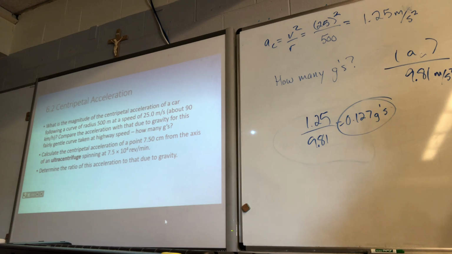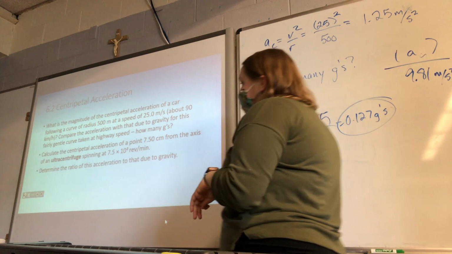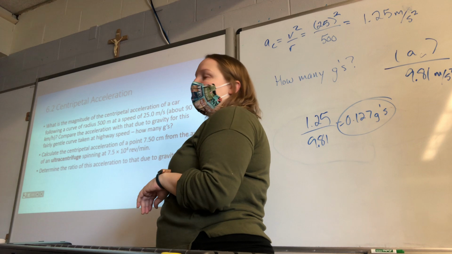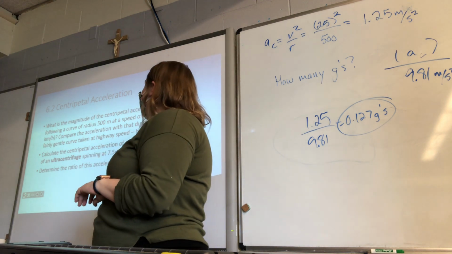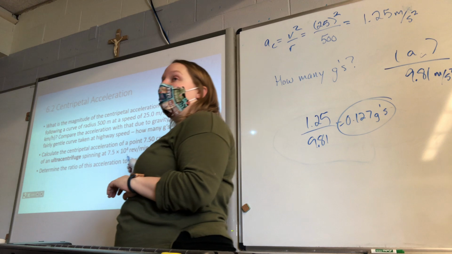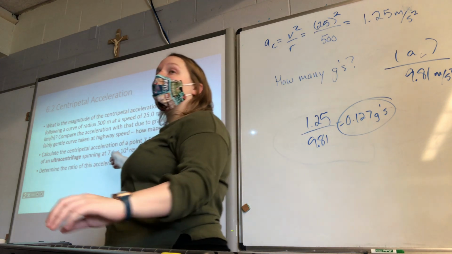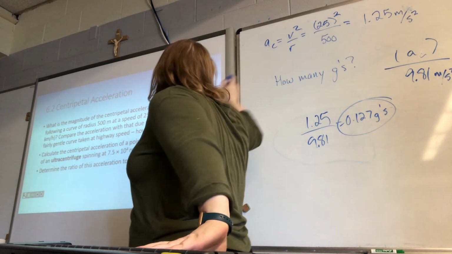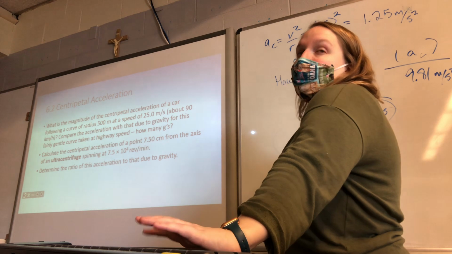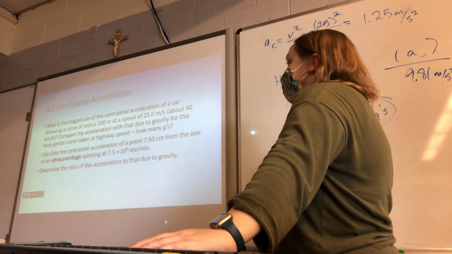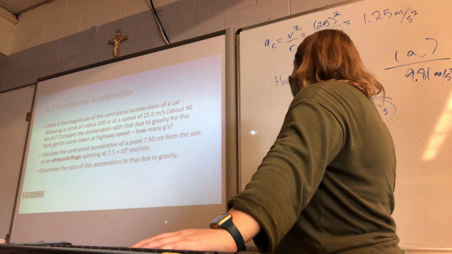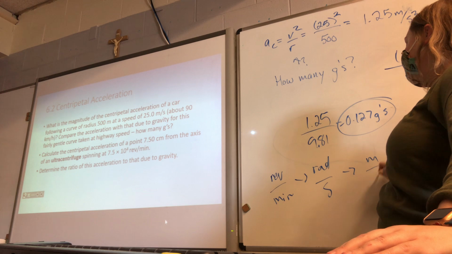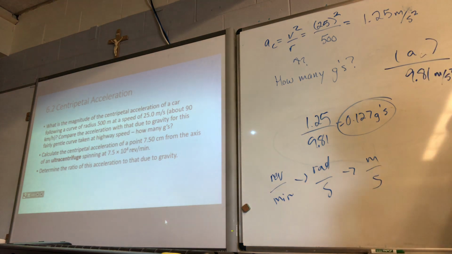Okay, now the next one says calculate the centripetal acceleration of a point 7.5 centimeters from the axis. This is a fancy term for what? Radius. And you're given the spinning revolution, so this is in revolutions per minute. This is pretty close to an angular velocity, correct? How do we get this into a linear velocity so that we can do this? So we're going to go revolutions per minute to radians per second to meters per second. How do we go from radians per second to meters per second?